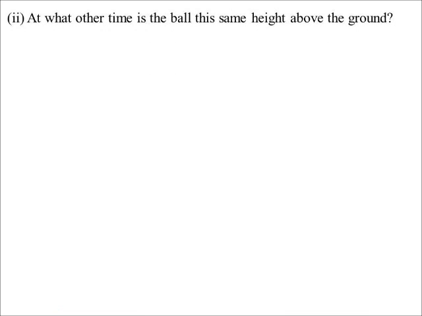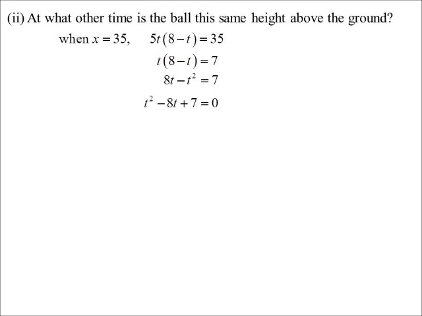At what other time is the ball the same height above the ground? Okay, so when else is it 35? And we end up with this quadratic to solve. Of course, it's very easy to solve because we already know one solution, and that was t equals 1. So therefore, it must factorise to be (t minus 1)(t minus 7). So after 7 seconds is the other time.